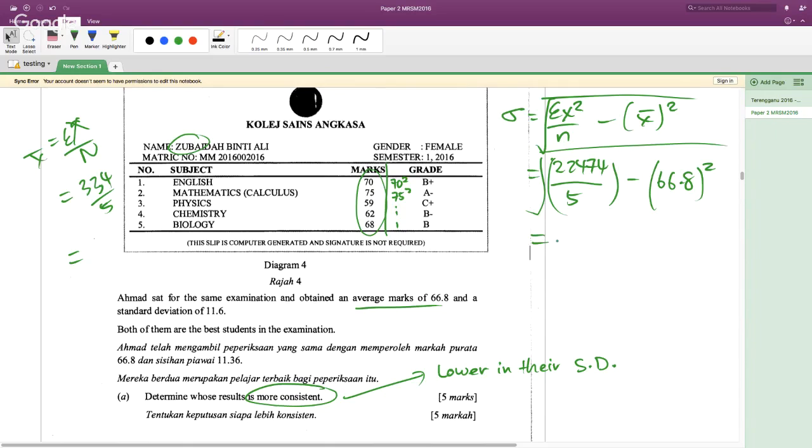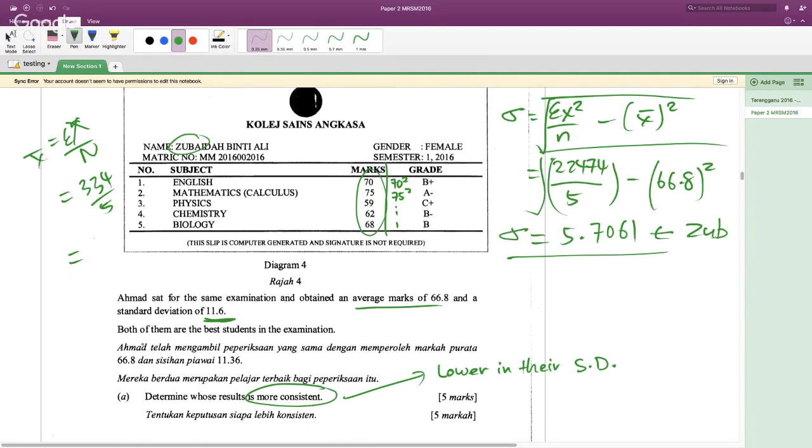22474 divided by 5 minus 66.8 squared, then square root the answer. So I will get 5.7061. Okay, this is my standard deviation score. This is the standard deviation score for Jubaida, sorry, this is for Jubaida. Right, this is for Ahmad. So this value is much lower than the standard deviation score for Ahmad.